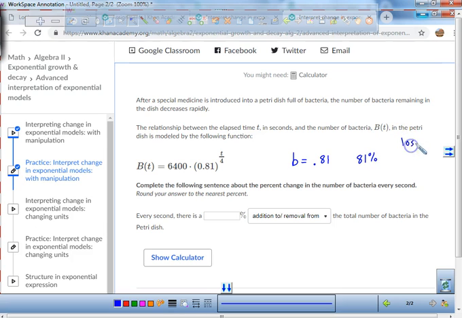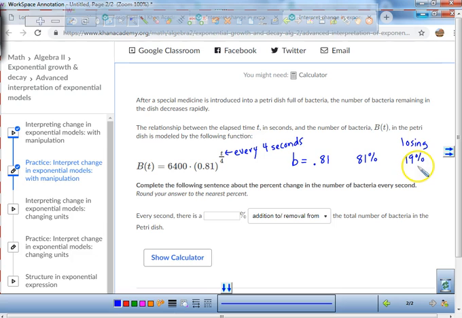What are we losing? If you're multiplying it by 0.81, you're losing 19%. But right here, this is not every second. This is every 4 seconds. I'm trying to teach you guys how to interpret stuff. Every 4 seconds, you're losing 19% because you're multiplying it by 81%.